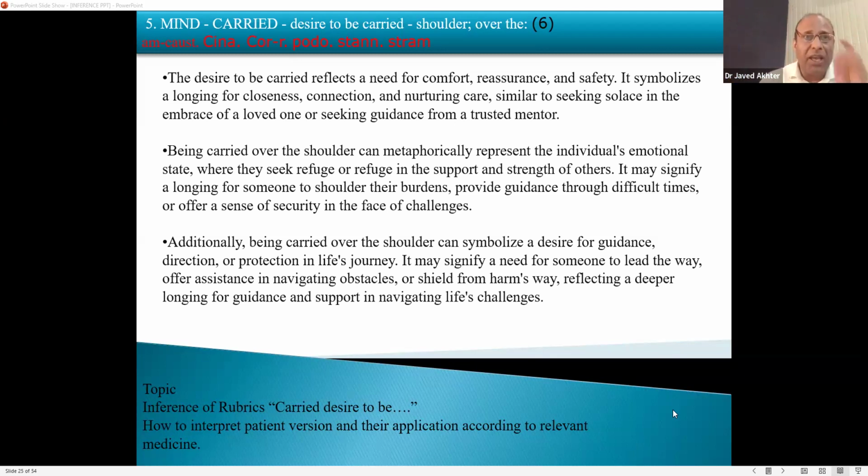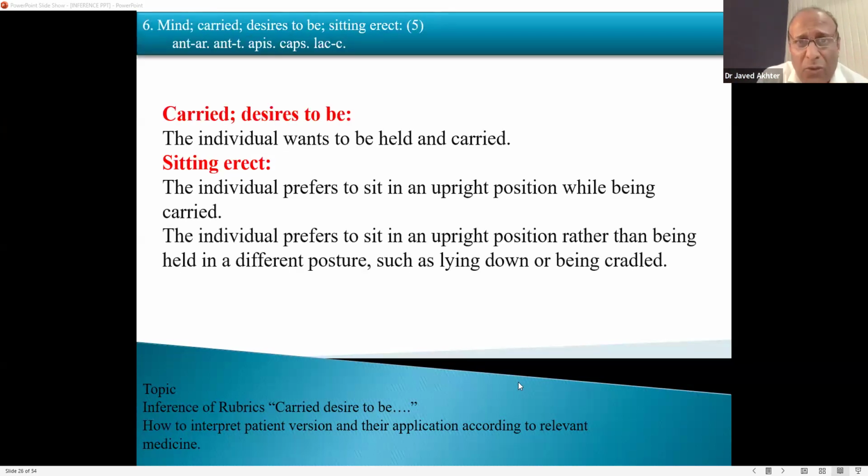Here the medicines are Pedicinus, Portofilum, Sternum, and Stramonium. Carried, desired to be sitting erect. Here is a different medicine. Carried, desired to be sitting erect. The individual prefers to sit in an upright position while being carried, rather than being held in a different posture, such as lying down or being cradled. So in this rubric, the patient says, please keep me sitting erect. This is the carried rubric. Okay.